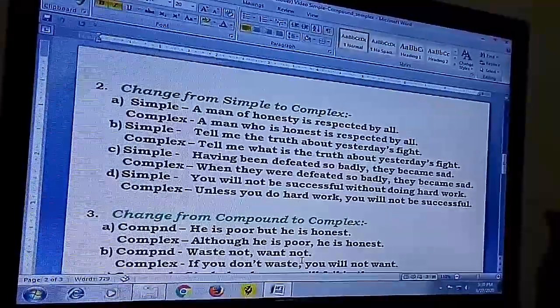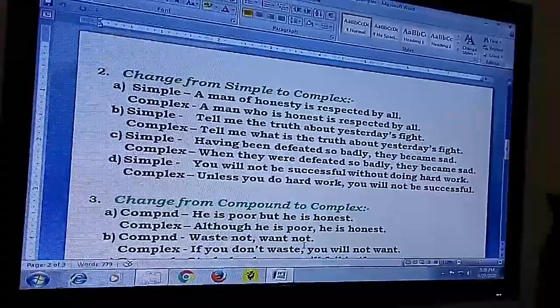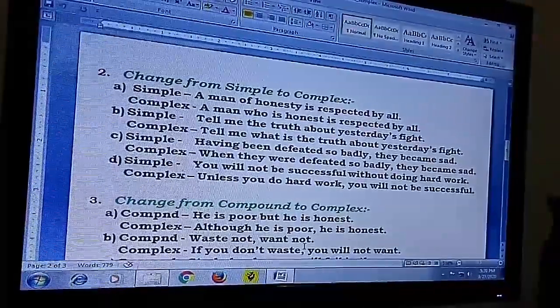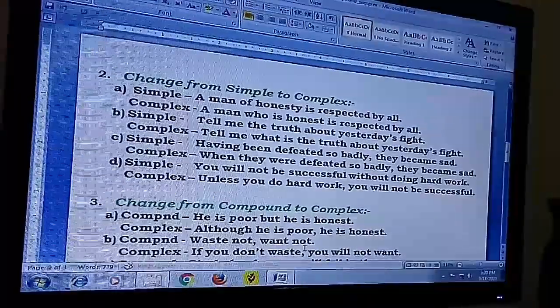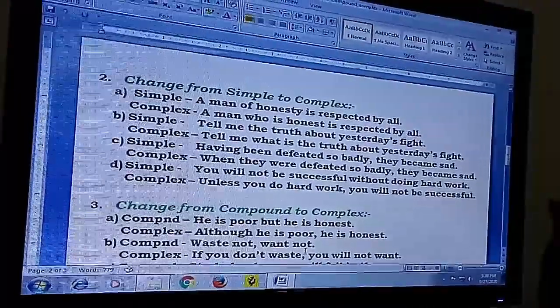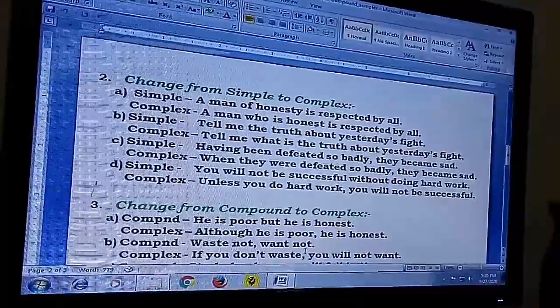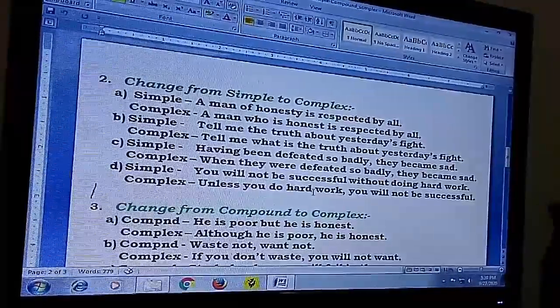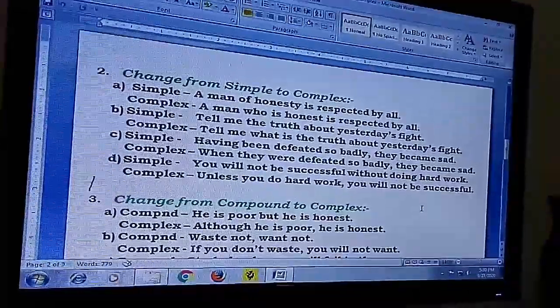Some people understand by watching only once. Some people will not understand even by watching three, four, five times. But then sir, how many times? You will watch ten times. Perhaps you need it, or you are not concentrating. Anyhow, you will not be successful without doing hard work.